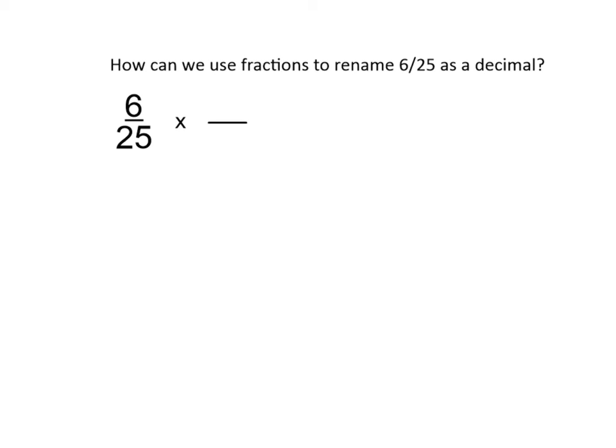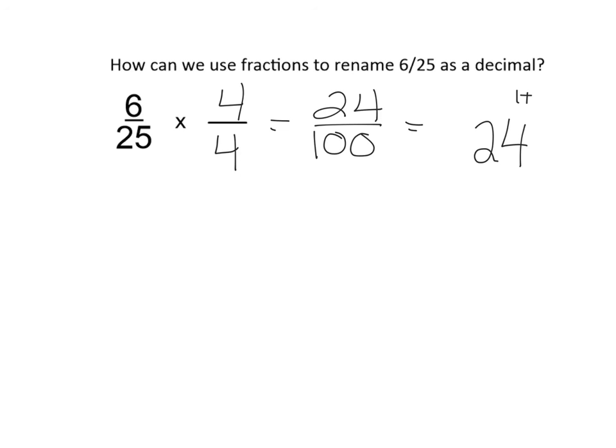How can we use fractions to rename 6/25ths as a decimal? We need to change 6 over 25 to a number over 100. I know that 10 won't work, because 25 can't go to 10. But I know that 25 can go to 100. 25 times 4 gives me 100, so I'm going to multiply by 4 over 4. 6 times 4 is 24. So I have 24 hundredths. So 4 is in the hundredths place, and a 2 is in the tenths place. So 6 over 25 is equivalent to 24 hundredths.